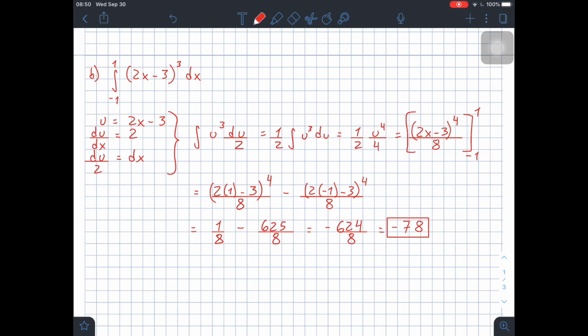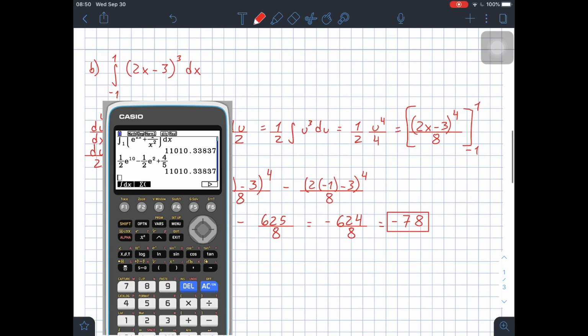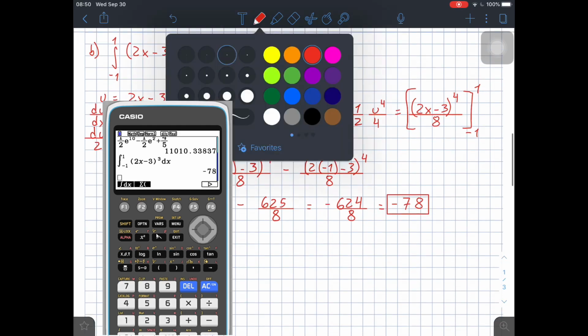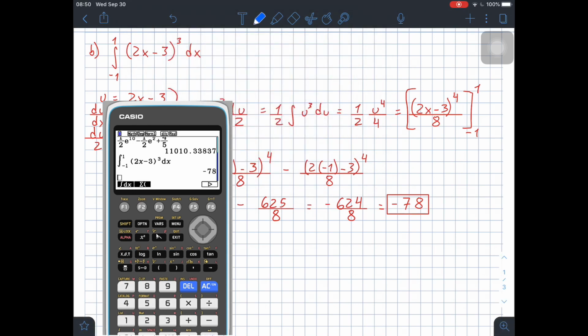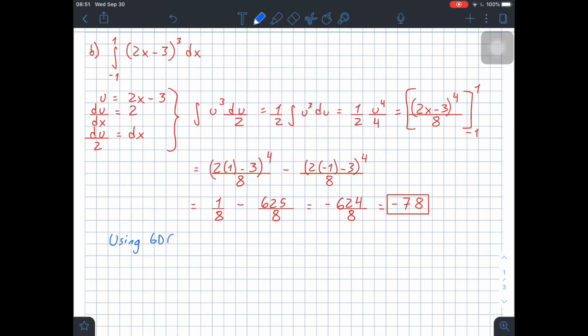Okay, so let's see if we get this same result, negative 78, by using the calculator. So if we go back to the calculator, we're going to find the integral of 2x minus 3 to the power of 3, and we evaluate this from negative 1 to positive 1. So we click on execute, and we get negative 78, which is exactly the same result as our integral done by hand, right? So using GDC, we get as a result negative 78 as well.